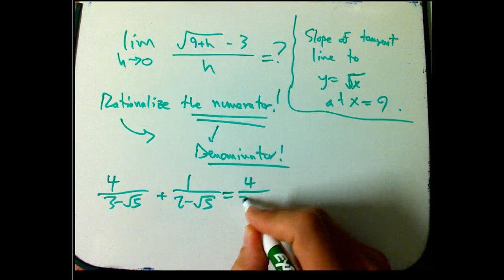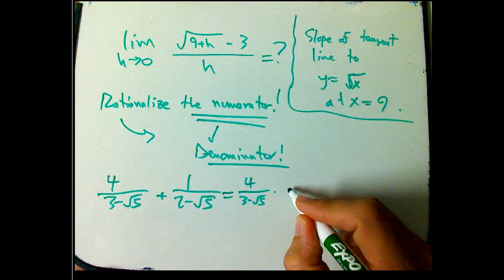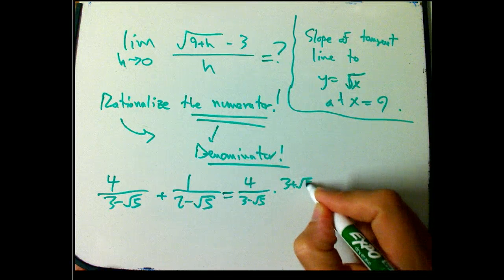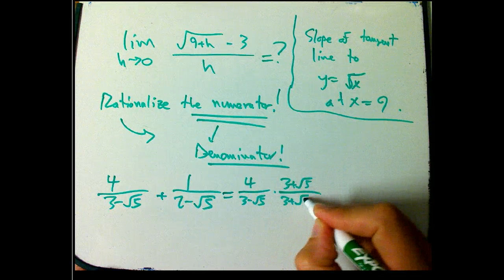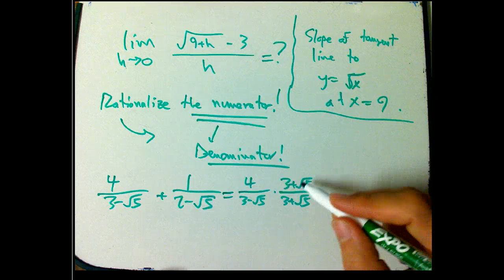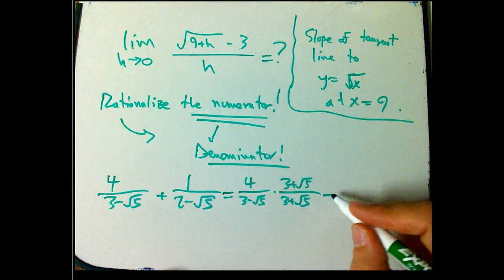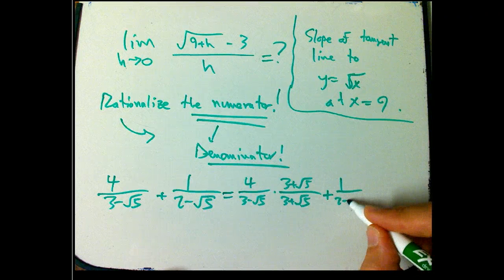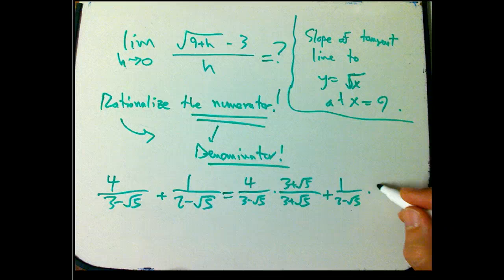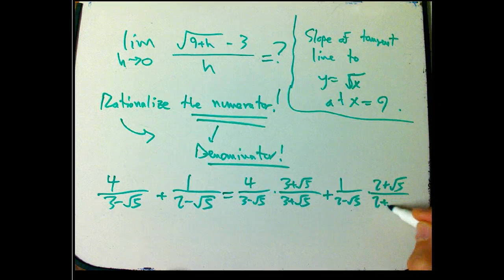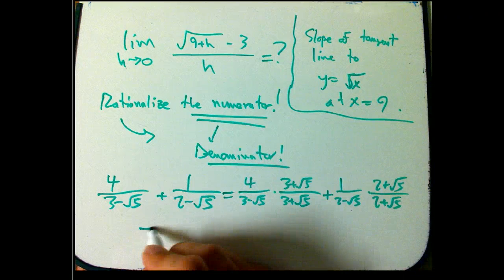You can take each of those and multiply by what's called the conjugate. In this case, it's multiplying by 3 plus root 5 over itself. This is just multiplying by 1 in a fancy way. So that's totally legal. I'm not changing anything, I'm just simplifying. And now I'm going to multiply by the conjugate of this one. You just change the minus to a plus. Why is that so cool?